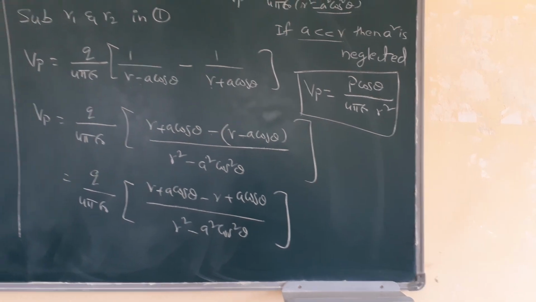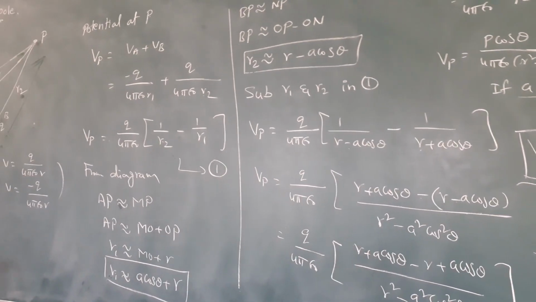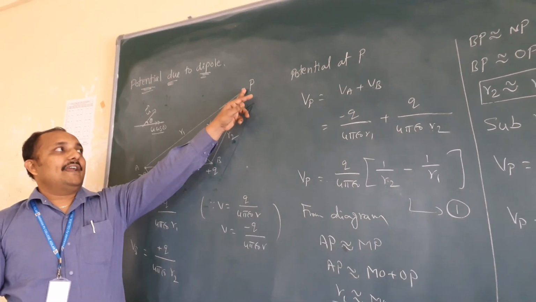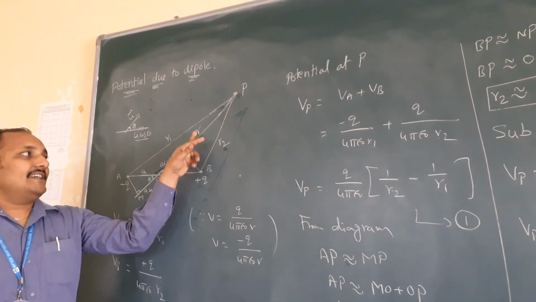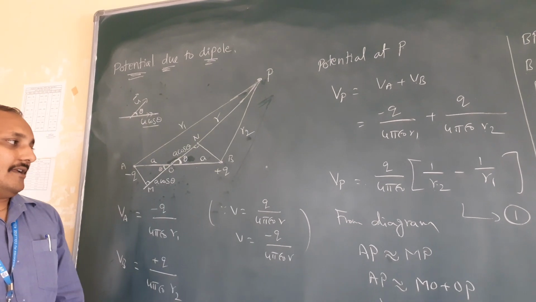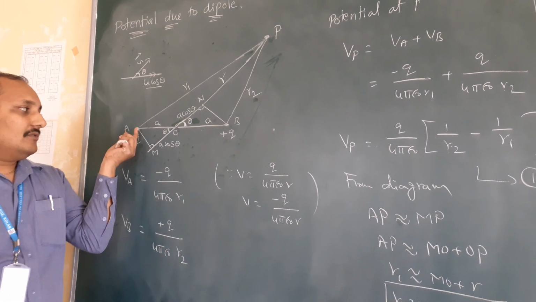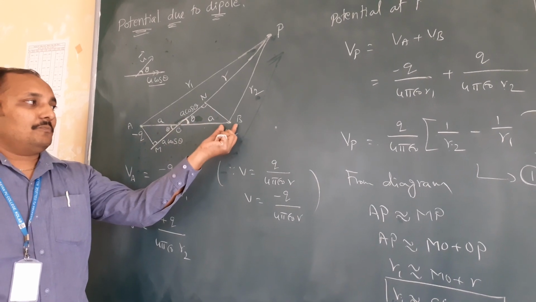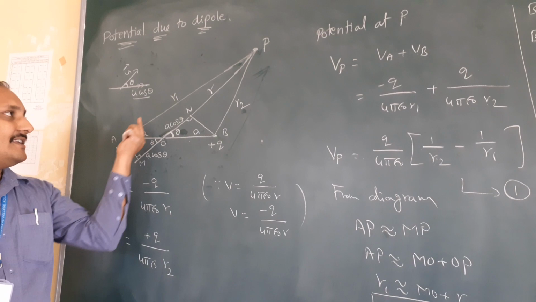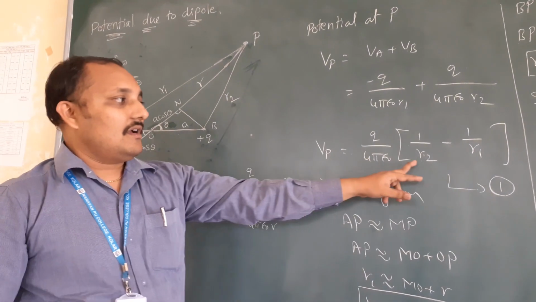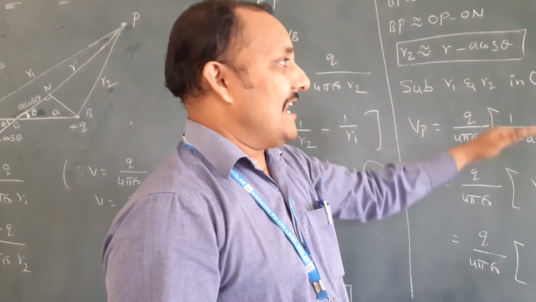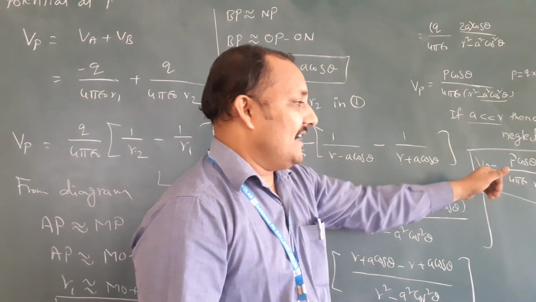Once again, I am just briefing this. We are taking one dipole. Due to this dipole, we are finding the potential at point P, which is at a distance R from the center. Here OP is nothing but R. First we found the potential due to A. Next we found the potential due to B. We added them. Next we found R1 and R2 and substituted them in this. Then if you calculate, this is mathematical calculation, you will get the final equation.